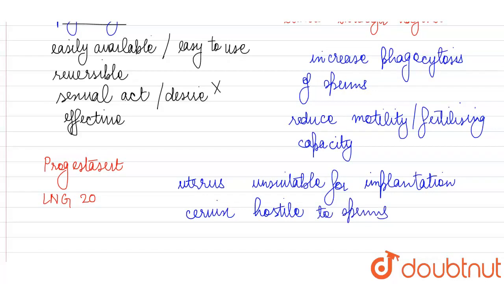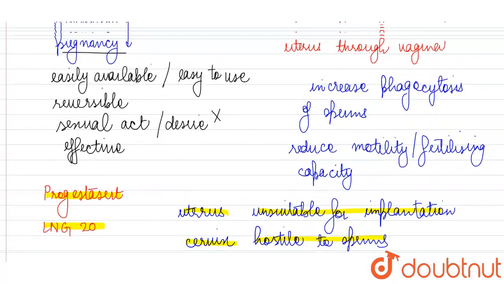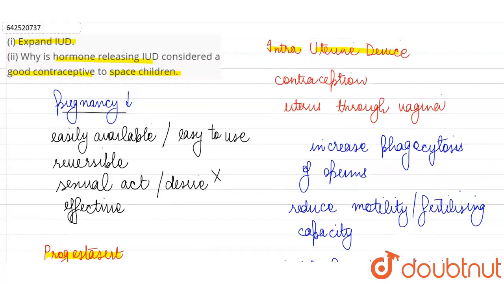So these are the various ways in which an intrauterine device can decrease the chances of pregnancy, in which particularly the hormone releasing IUDs such as progestasert and LNG20 are going to make the uterus unsuitable for implantation and make the cervix hostile to the sperms. So it is widely accepted by females because without any surgical procedure, just through the vagina, it can be inserted into the uterus, into the body. So we can say easy to use, easily available.